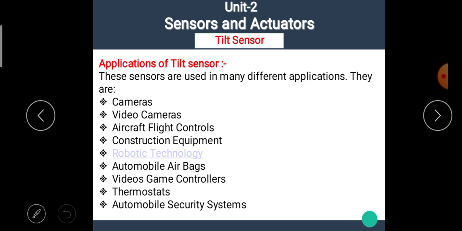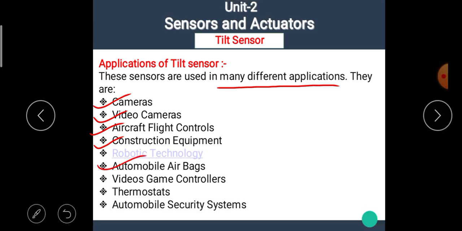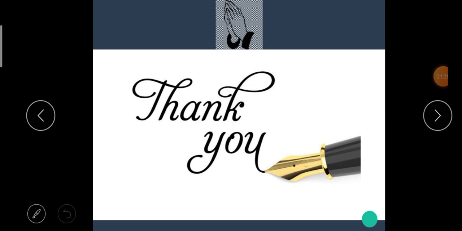Now let's see the applications of the tilt sensor. These sensors are used in many different applications such as in cameras, in video cameras, in aircraft flight controls, in construction equipment, robotic technology, automatic airbags, video game controllers, thermostats, automobile security systems, etc. I hope you all understand the working and the types of the tilt sensor.